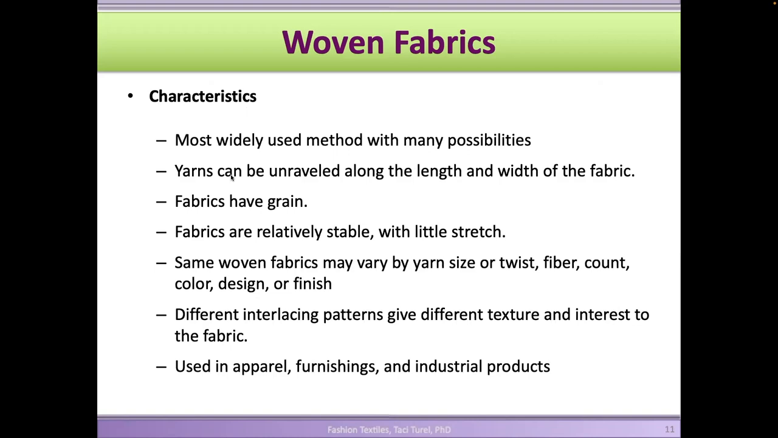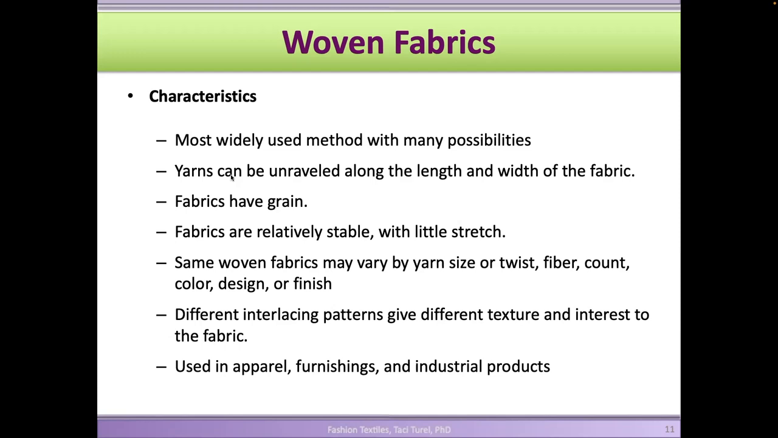All right, so let's start with woven fabrics. This is one of the most widely used methods, and it has so many possibilities. You can unravel yarns from the length or the width of the fabric. Every woven fabric has a grain. They're relatively stable fabrics, so they don't have a lot of stretch like knit fabrics do. Woven fabrics will be different based on the size of the yarn, the twist on the yarn, the type of fiber we are using.